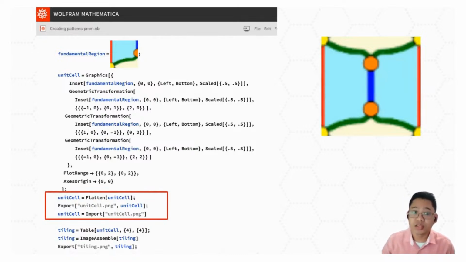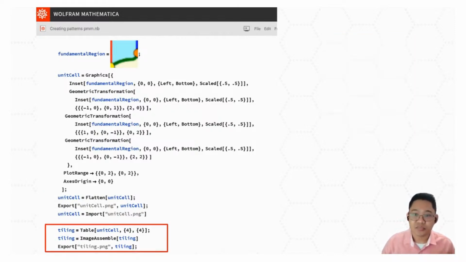lattice unit. So now that you have a lattice unit, I hope you still remember that what you do next is to simply translate, because that's how we defined the lattice unit earlier. It is the smallest region that when you translate, you can get the whole tile. So in Mathematica, there's a way to translate. I think there's a built-in command, but what I did is to use the Table command.